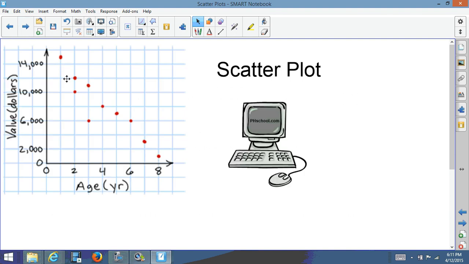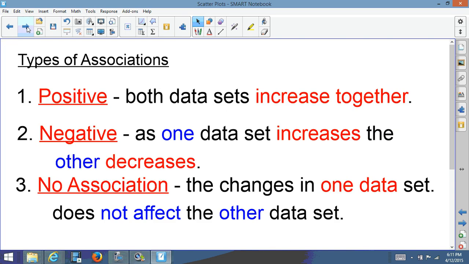So here's a video I'm going to show about this scatter plot. And here are the types of association that we should know. There's a positive association where both data sets increase together. There's a negative association where one data set increases while the other decreases. And the last one is no association. The changes in one data set do not affect the other data set. So there's no relationship.